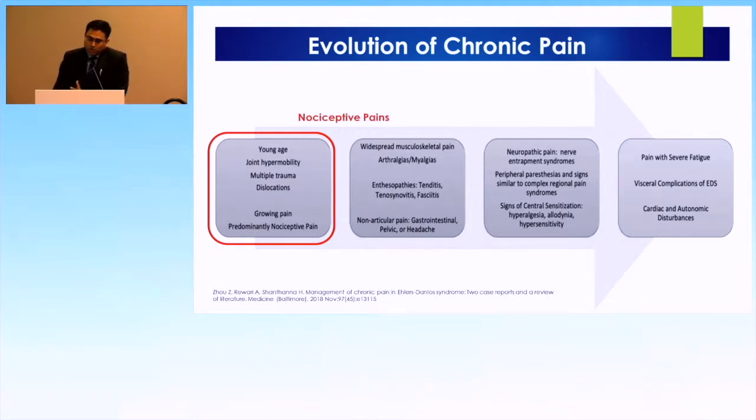As they continue to grow, because of the fragility of this connective tissue, they suffer a lot of repetitive strain injuries earlier than other people would. So they start getting a lot of widespread musculoskeletal pains due to these repetitive strain injuries. And then our tendons, bones, and ligaments also start getting affected. And then they develop enthesiopathies and also certain non-articular manifestations, usually in Ehlers-Danlos gastrointestinal, pelvic issues, and headache.